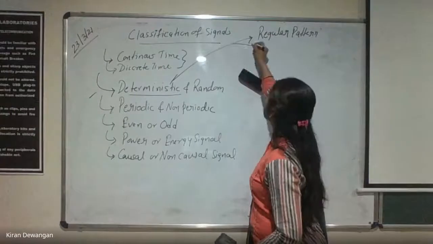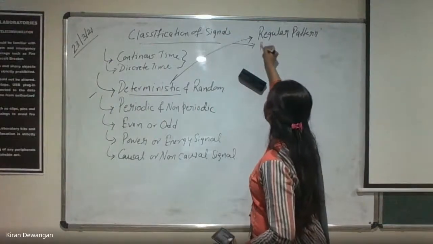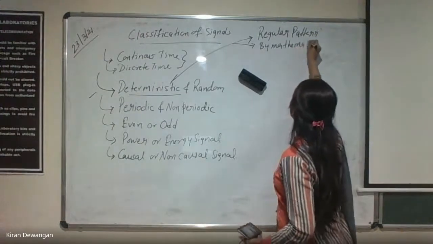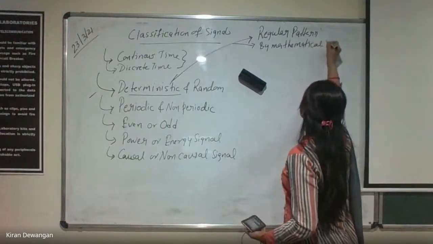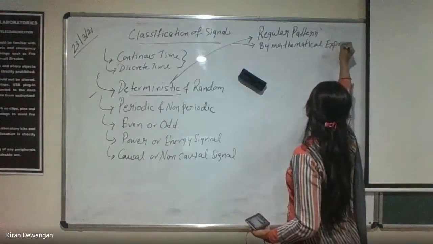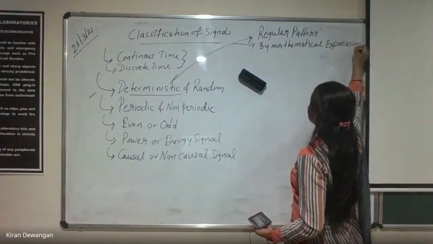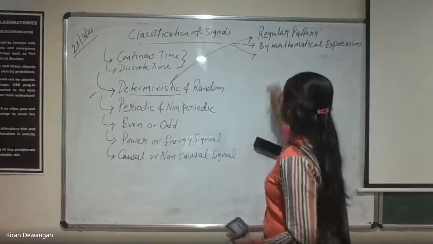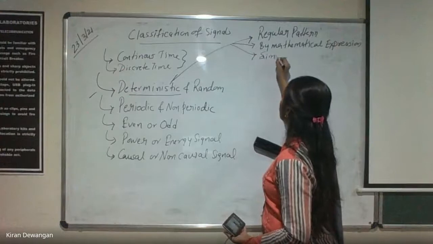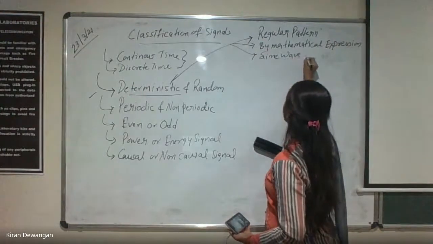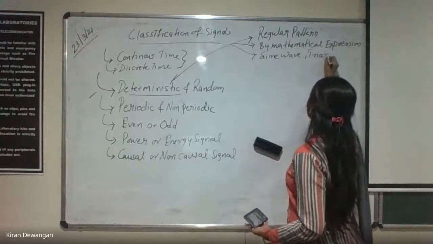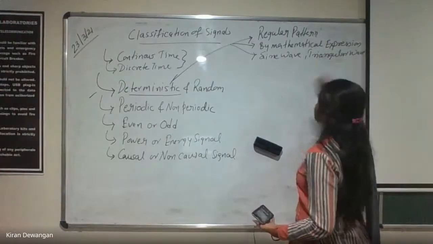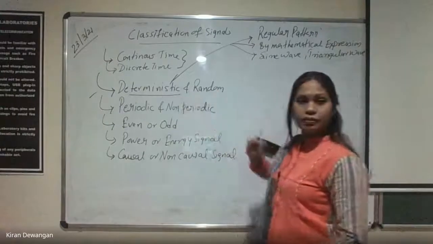It can be expressed by mathematical expression. So that is all about the deterministic signal. Examples are sine wave, triangular wave. These are the examples of the deterministic signals.